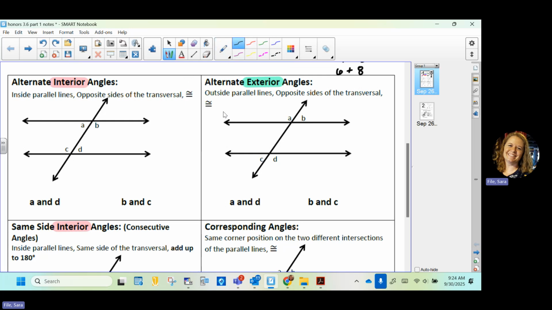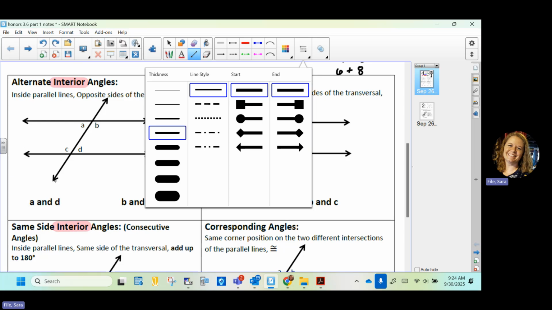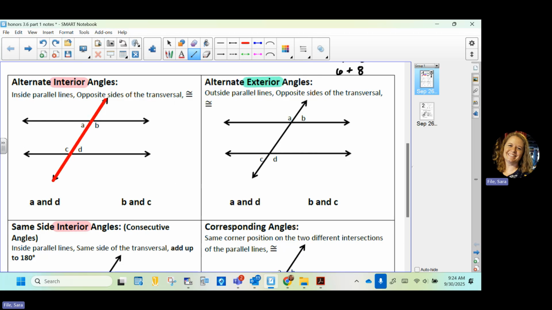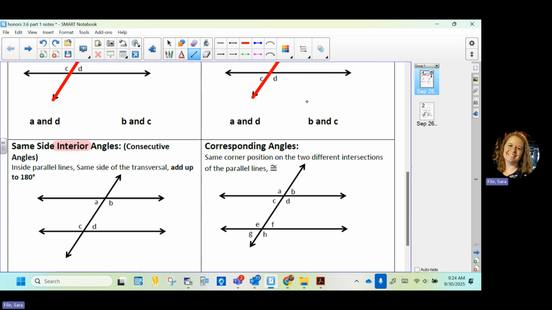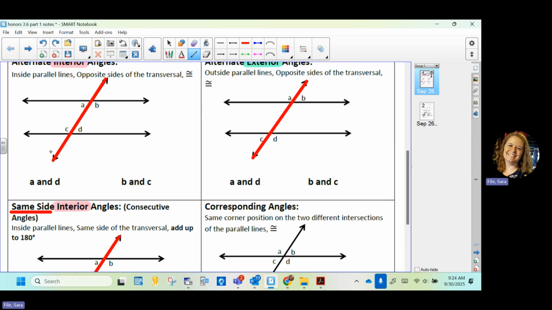So alternate interior angles, the alternate is referring to the transversal. I'm going to make my transversal a little bold so it stands out, or you can go over it and highlight whatever you want to do. This is my transversal. So when I say alternate or same side, I'm referring to the transversal. So are they on the same side or alternate sides of the transversal?